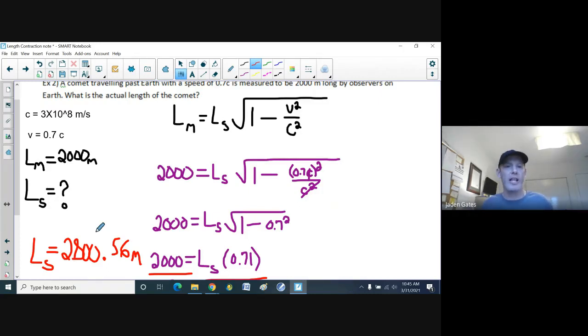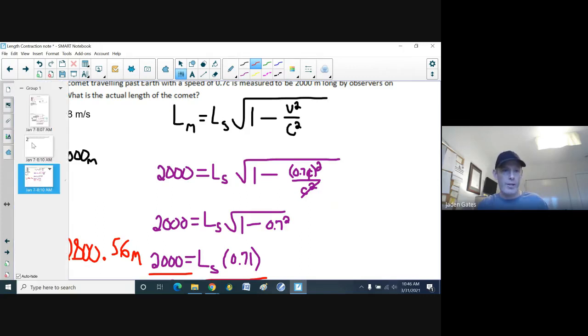And that's why this is called length contraction. It looks smaller because it's moving relative to us. Again, relativity, perspective. All right, now let's try one more of these, a little bit different.